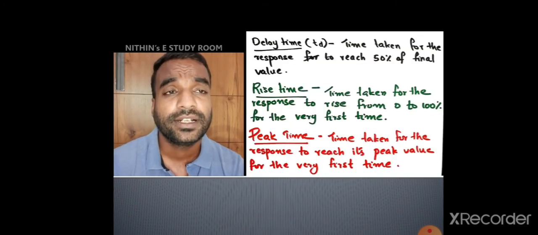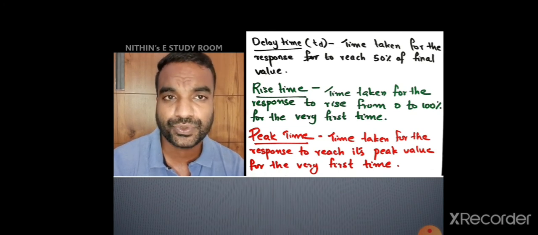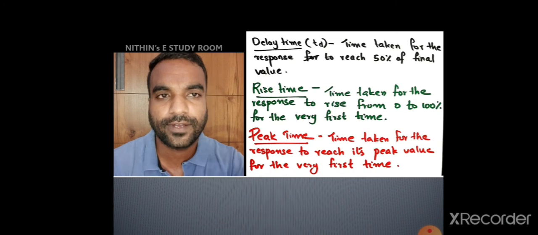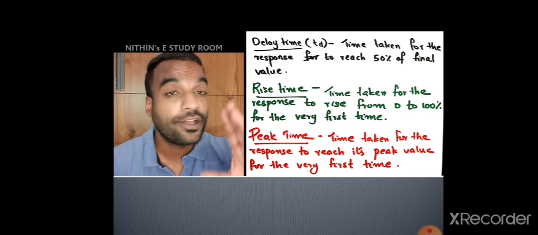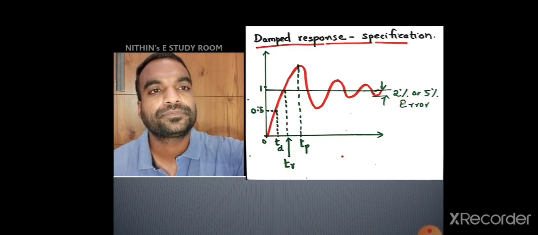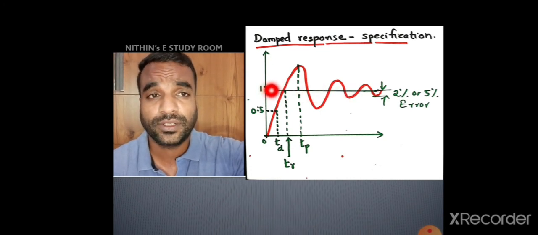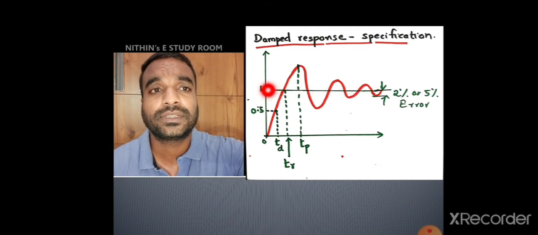First definition, delay time. It is nothing but the time taken for the response to reach 50% of its final value. Now we can come to the figure. So this is the final response, 1. 1 is the final value. If it is a unit step input, the output's final value should be 1. So its 50% is nothing but 0.5.